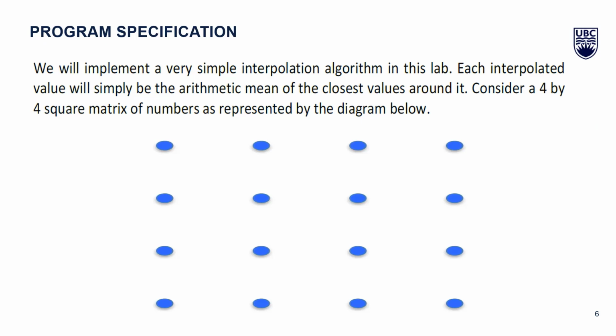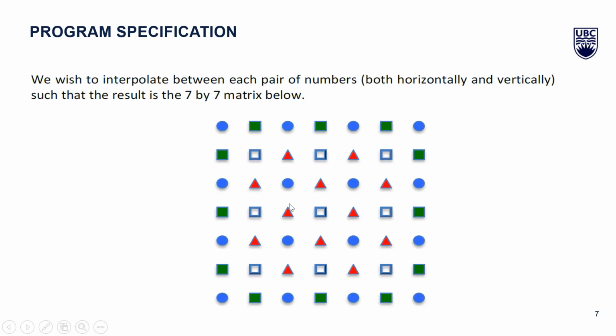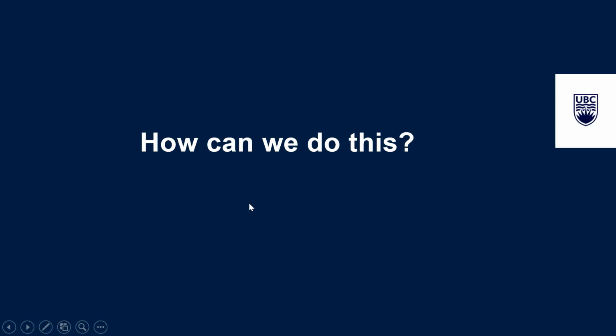We will implement a very simple interpolation algorithm in this lab. Each interpolated value will simply be the arithmetic mean of the closest values around it. So each interpolated value will be the average of the closest values around it. Consider a 4x4 square matrix of numbers as represented in this figure. We wish to interpolate between each pair of numbers both horizontally and vertically such that the result is a 7x7 matrix as shown in this figure. How can we do this?